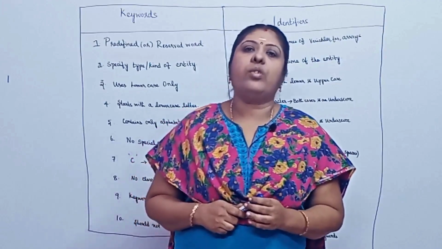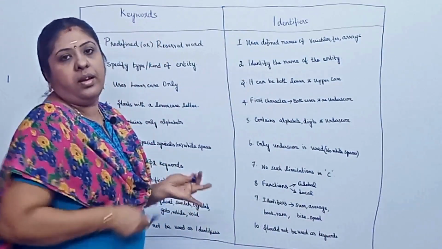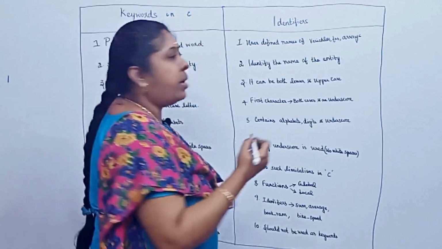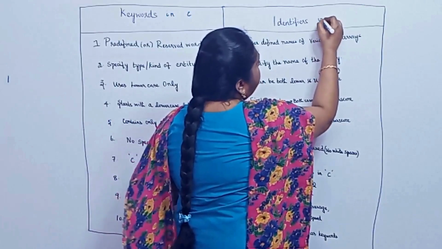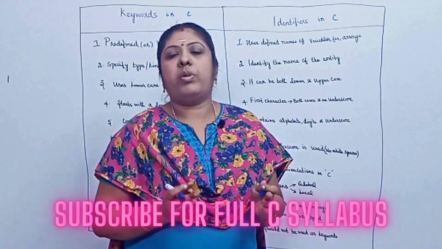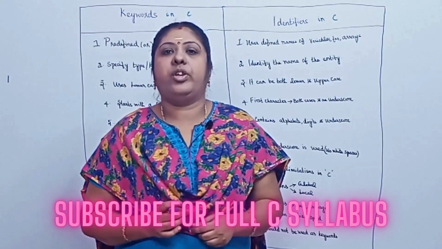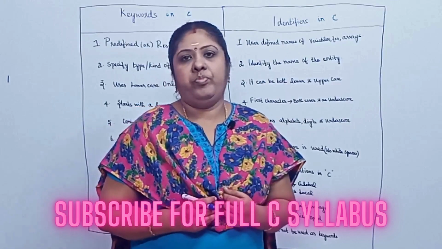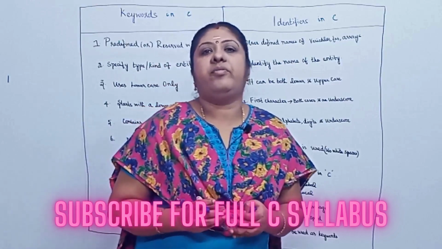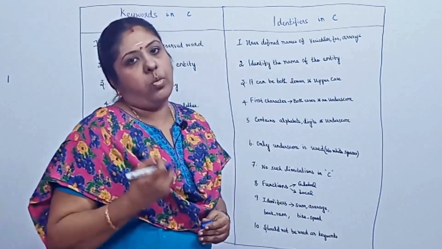In today's video, we are going to discuss the key differences between keywords and identifiers, that is, keywords used in the C programming language as well as identifiers used in the C programming language. Already we had discussed a small part of keywords and identifiers in the C tokens previous video. You can check that in the I button. Now let us move on to the key differences between keywords and identifiers. Today we are going to discuss the 10 major differences. Let us discuss one by one.